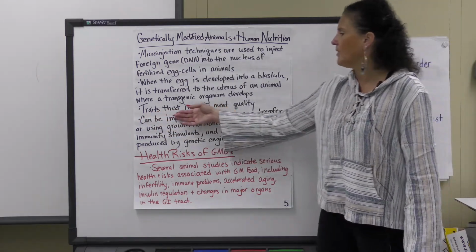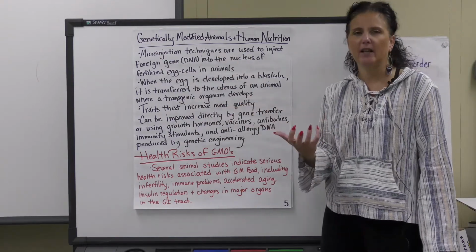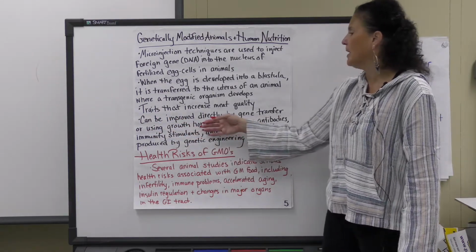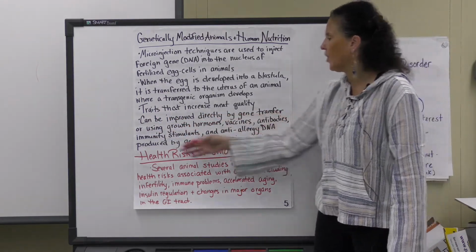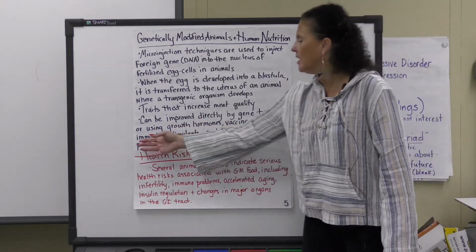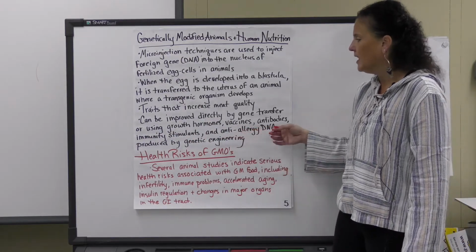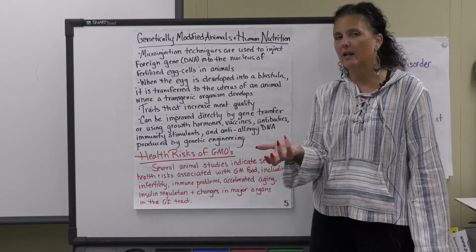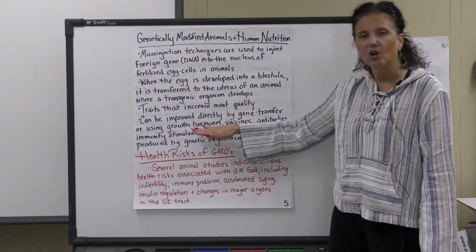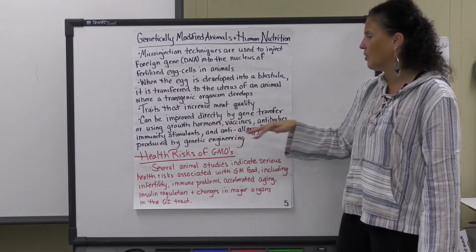The traits they target increase meat quality. Why are we putting these here? We want better meat. We want the quality of meat to be better. It can be improved directly by gene transfer or by using growth hormones, vaccines, antibodies, immunity stimulants, and anti-allergy or allergic DNA. And we can produce all those by genetic engineering. We can make the cows grow faster, grow bigger. We get meat that way. We can give them vaccines. We're going to look at different things.